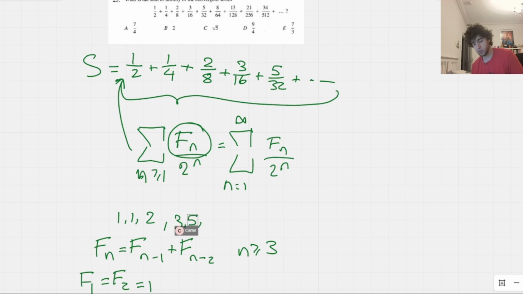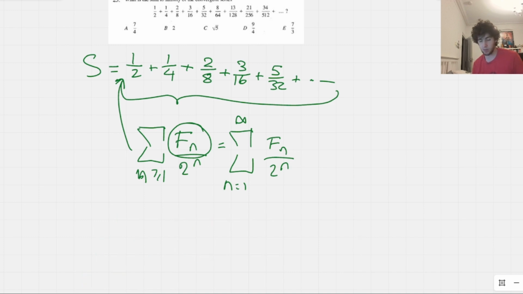So f5 is 2 plus 3, then 3 plus 5, 5 plus 8. Okay, so those are the numbers on the numerator. They're just Fibonacci numbers, and the index of our sum tells us which Fibonacci number is on the numerator. And then on the denominator, we just have powers of 2, so 2 to the n. That should be fairly obvious. I guess the Fibonacci one might be a little bit unclear, just from looking at it.